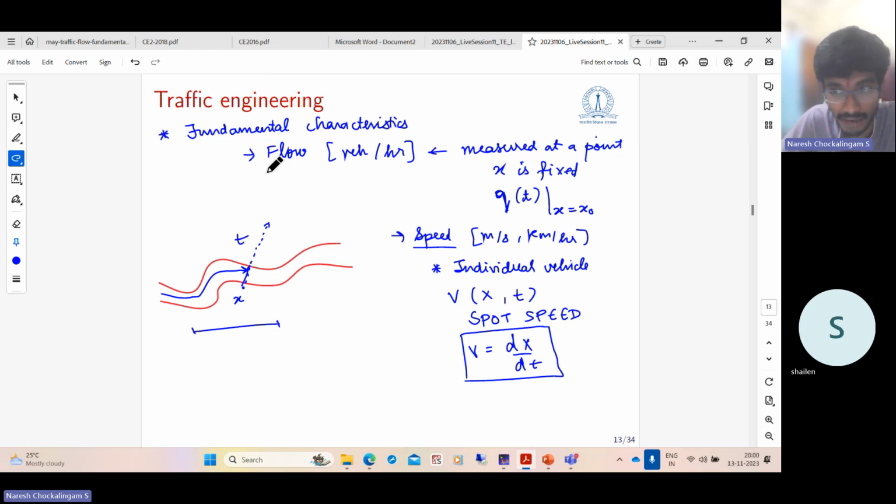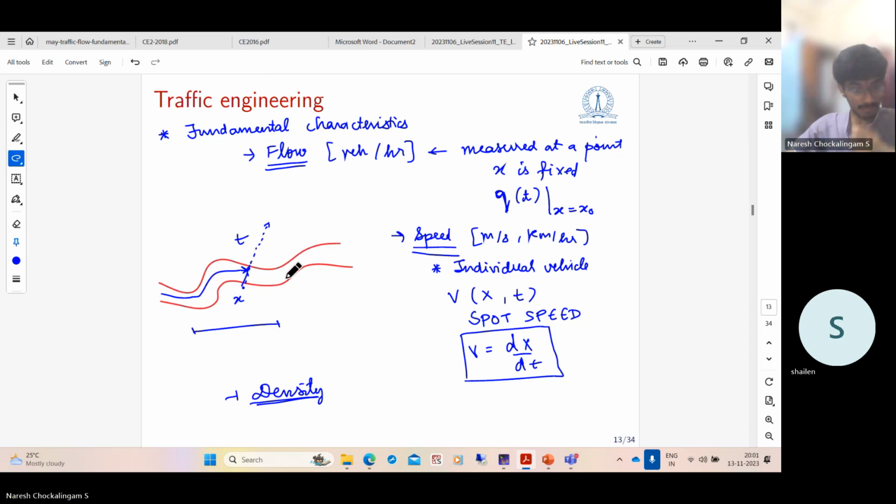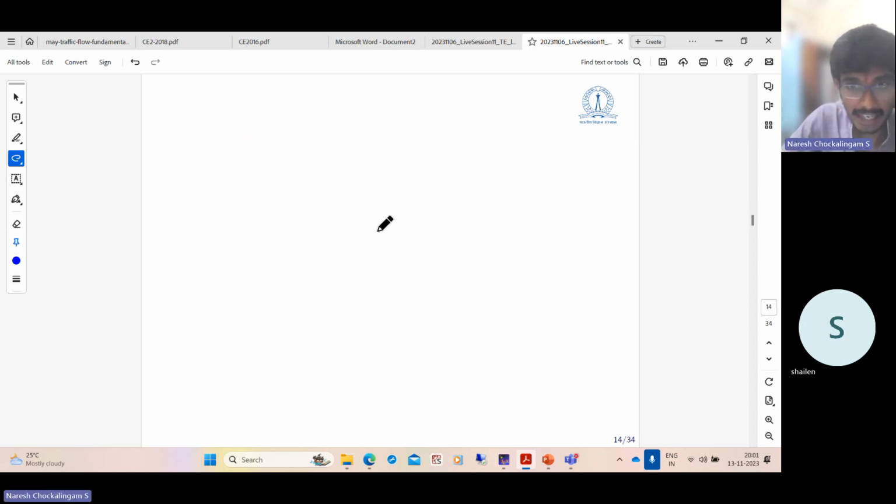But the fundamental characteristics are: one is the flow of vehicles, the other is the speed of the vehicles, and the other one is density. Speed is a qualitative parameter. If we go faster, it typically means the road is performing better. Flow and density are parameters that are used to design the road. So we'll look at it in detail.